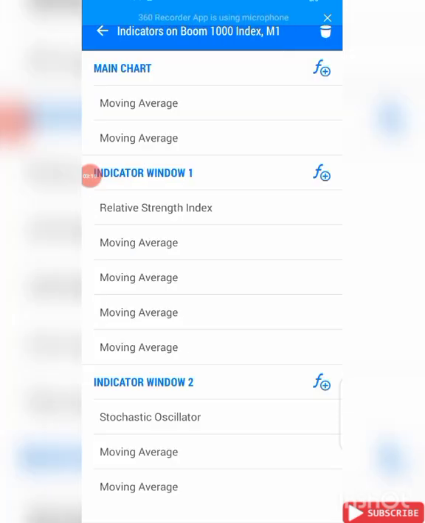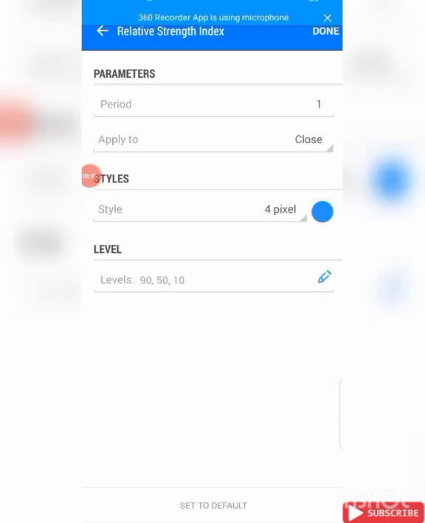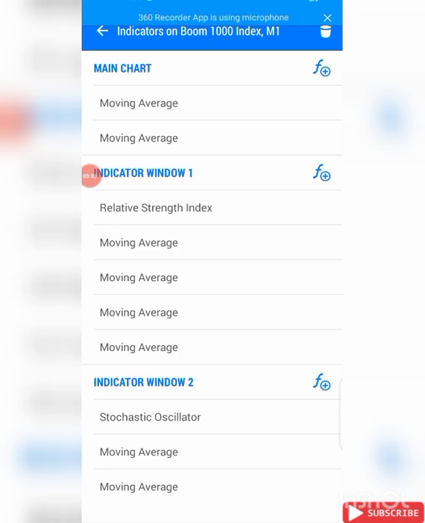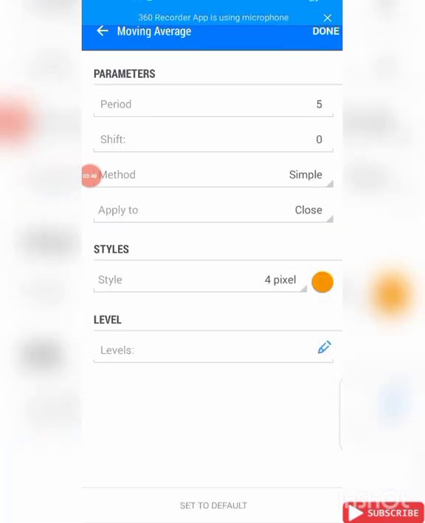Then we are using the relative strength index on indicator window 1. The relative strength index is period 1. Apply to close. Style is 4 pixels. I'm using blue color. Levels should be 90, 50, and 10. Done. Then we are using a moving average, period 5, shift 0. Method is simple. Apply to close. Style is 4 pixels. I'm using gold.